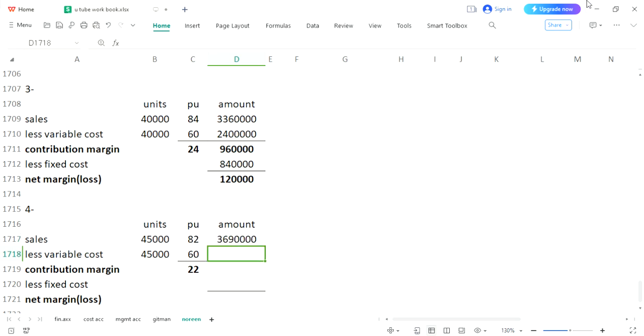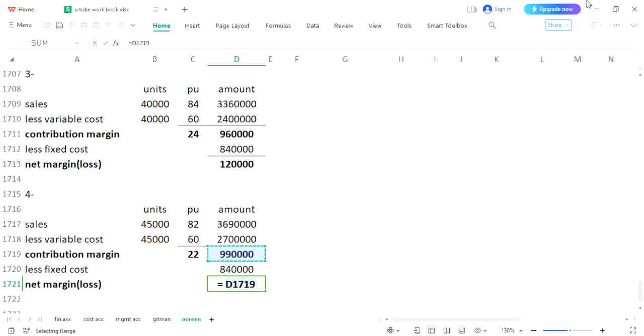First we will calculate the sales by multiplying units 45,000 and per unit price, which is 82. Sales has been calculated. Now we will calculate variable cost. Units 45,000 will be multiplied by 60 variable cost. Time to calculate contribution margin, which is the difference between sales and variable cost. Sales is 36 lakh 90,000 and you will subtract variable cost 27 lakh. So we have got the contribution margin. As you know, 840,000 is your fixed cost. It's time to calculate net margin, the difference of contribution margin and fixed cost. Contribution margin is 990 and your fixed cost is 840. So we have got 1,50,000.